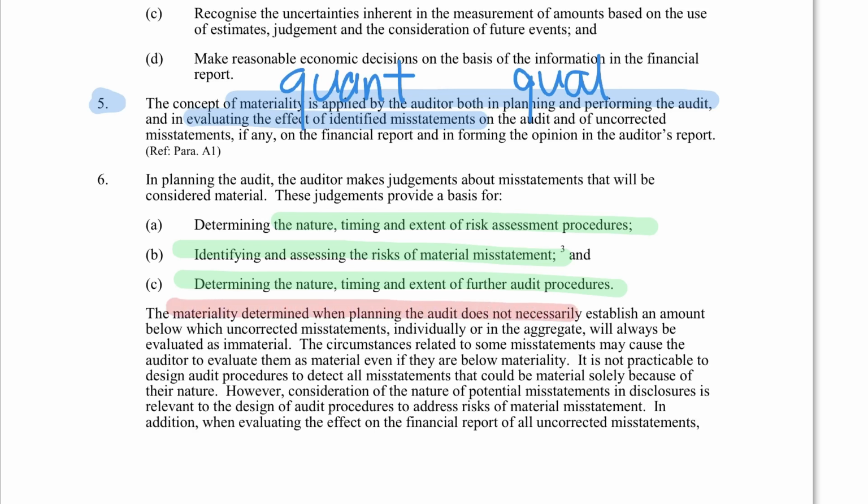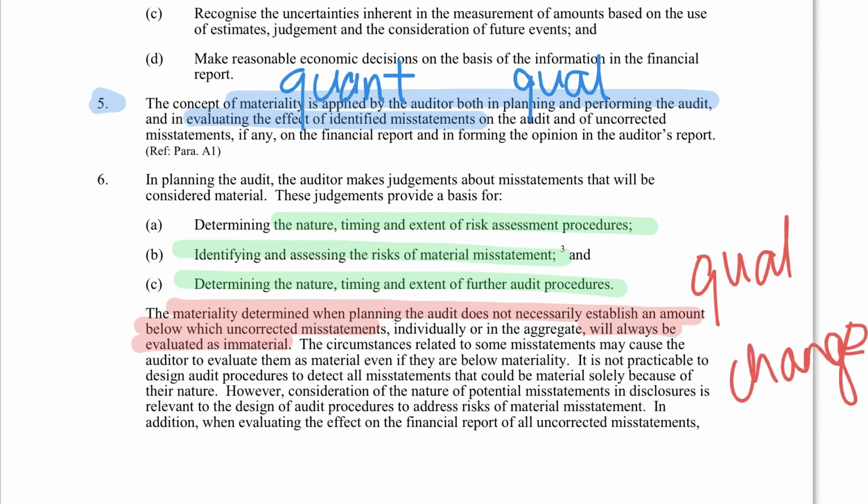Materiality determined when planning the audit does not necessarily establish an amount below which uncorrected misstatements will always be considered immaterial. All right? That means that I might find something that is qualitatively material, or my materiality level may change during the audit. So just because I set it at the planning stage, something may adjust as we go on and gather more information. So I might gather information about an extra risk that is actually going to change my materiality.